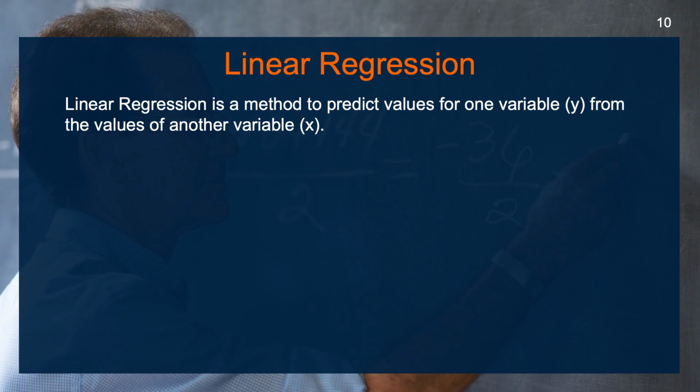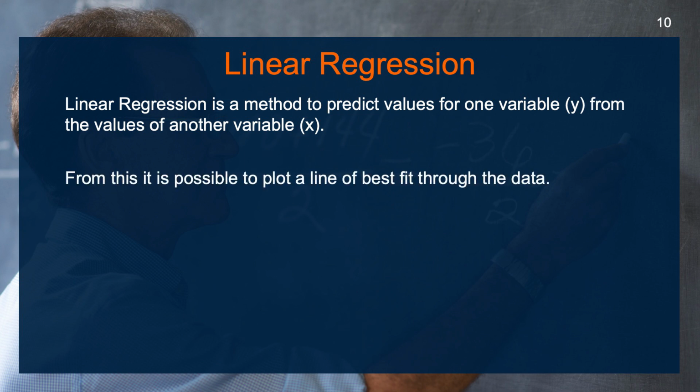So let's go on now and think a little bit about linear regression. Linear regression, similar to correlation, allows us to compare the relationship between two variables. But with regression, we get to predict values for one variable from the values of another variable. That allows us to plot a line of best fit through the data and to then be able to actually mathematically recreate the relationship between the two variables.